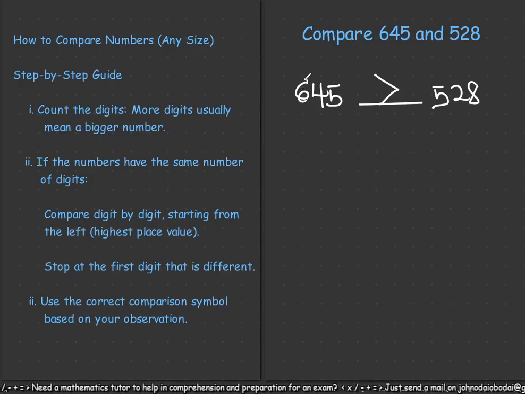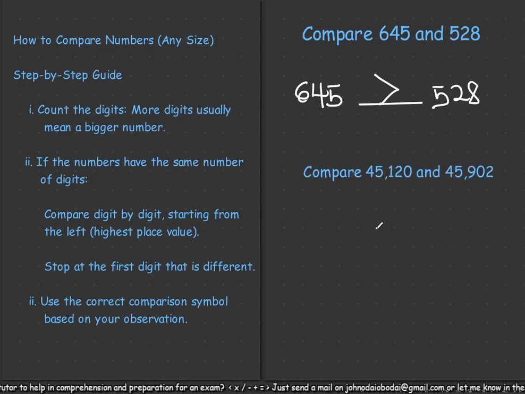But rather, we compare them digit by digit, where we have 6 here and then we have 5 over here. If there is 6 and 5, which is the greatest? 6 is greater than 5. Hence, we can say 645 is greater than 528. Let's look at some few more examples.